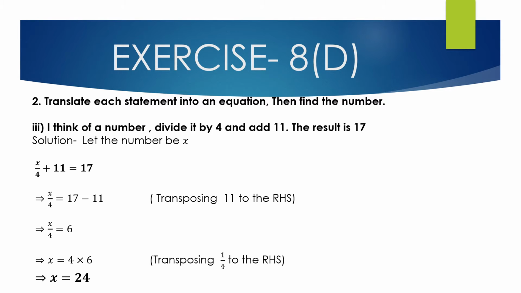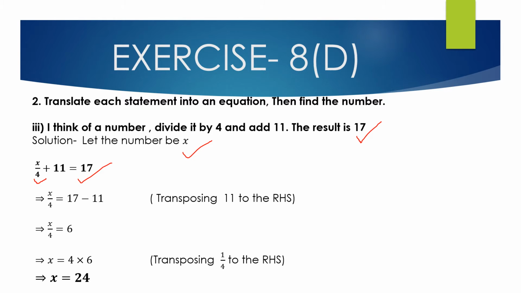Now we solve question number 3b. I think of a number, divide it by 4 and add 11. The result is 17. This is the statement given, and we have to write this statement as an equation and find the number. Let the number be x. Divide it by 4, that is x divided by 4, and add 11. That is x divided by 4 plus 11. And the result is 17, that is equal to 17.